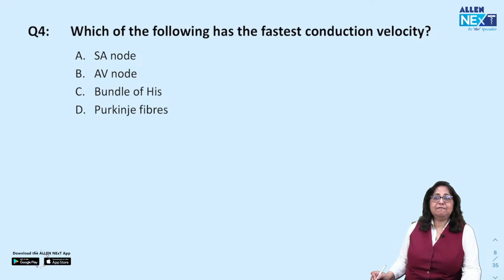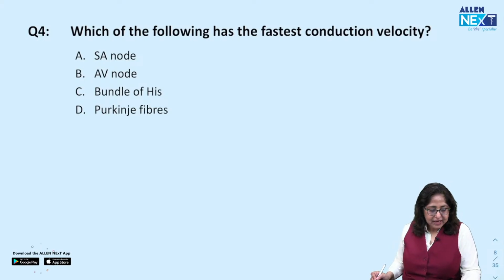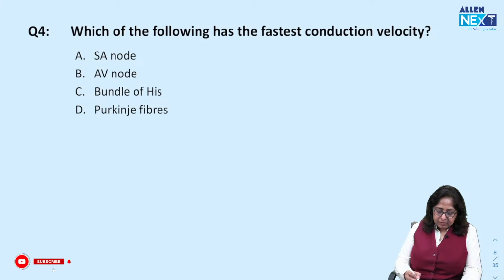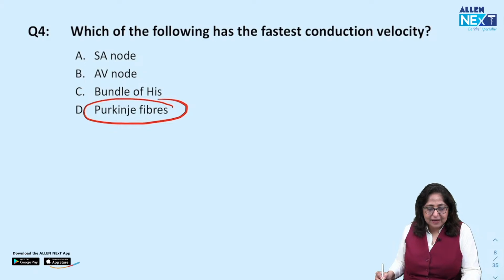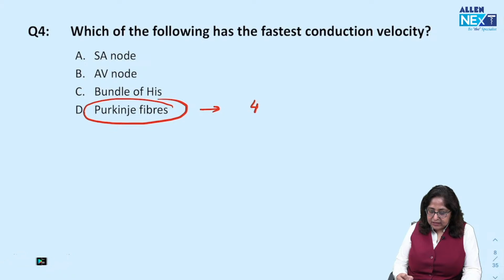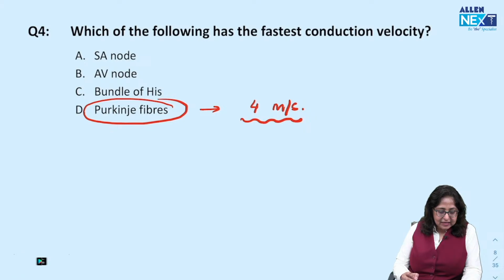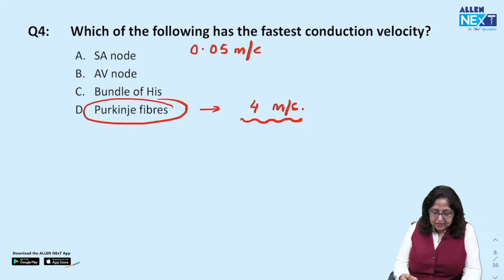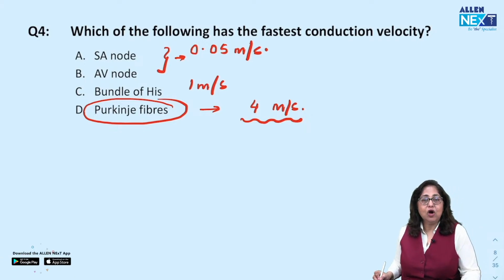Which of the following has the fastest velocity of conduction? Now here you have the fastest velocity will be seen in the Purkinje fibers. The speed of velocity in the case of Purkinje fibers is 4 meters per second. For SA node and the AV node, this is 0.05 meters per second. For bundle of His, it is 1 meter per second. So the fastest velocity of conduction will be in the Purkinje fibers.